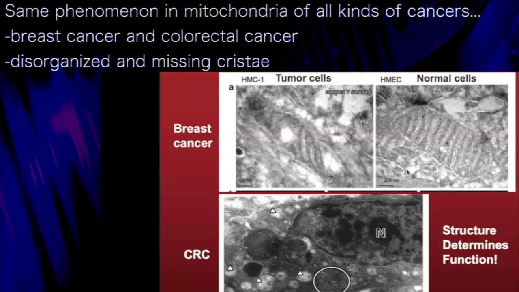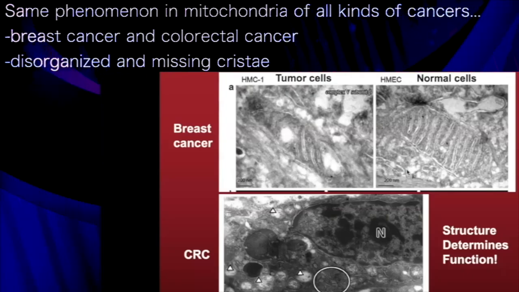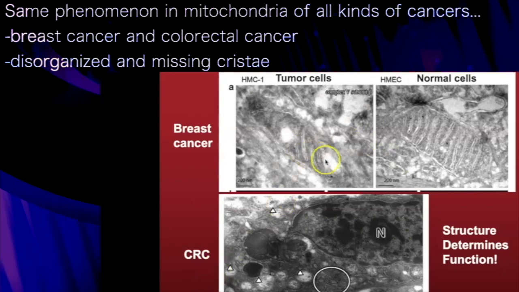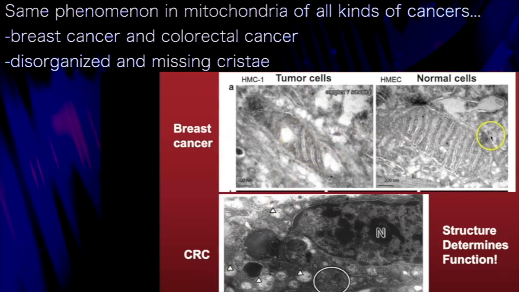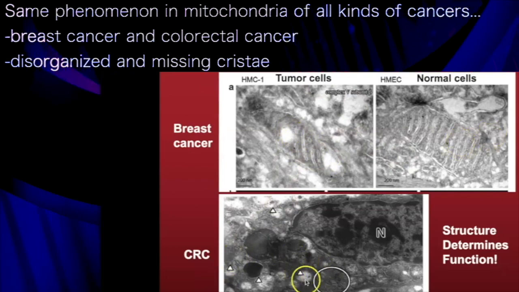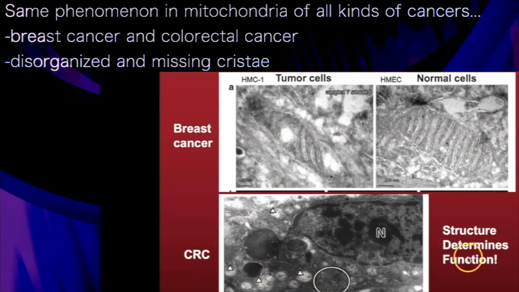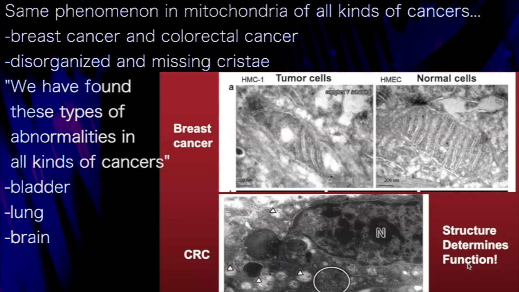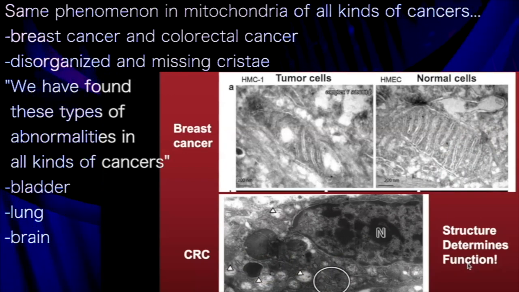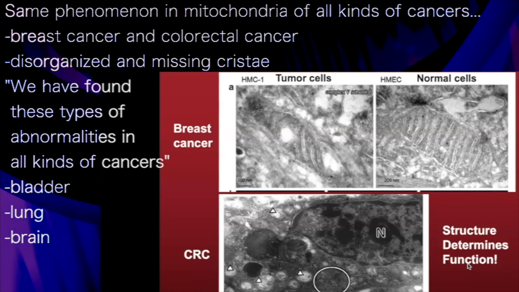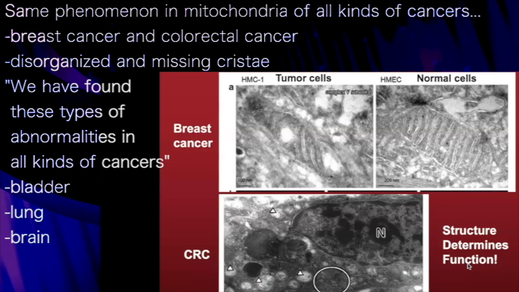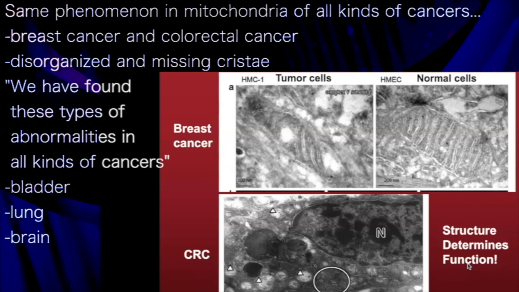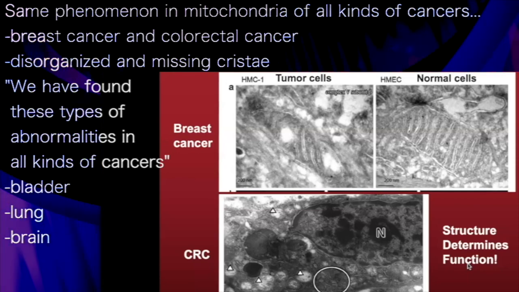But we also see the same phenomenon in the mitochondria of all kinds of cancers. Here's breast cancer and colorectal cancer. And here you can see the tumor cells with vacuoles and disorganized cristae compared to normal. And here you can see in the colorectal mitochondria that have no cristae. Structure determines function. We have found these mitochondrial abnormalities in all types of major cancers: bladder cancer, lung cancer, colon cancer, breast cancers, brain cancers. In all the major types of cancers we have seen the same structural abnormalities on ultrastructure analysis.